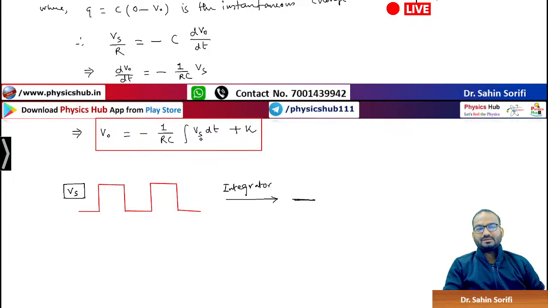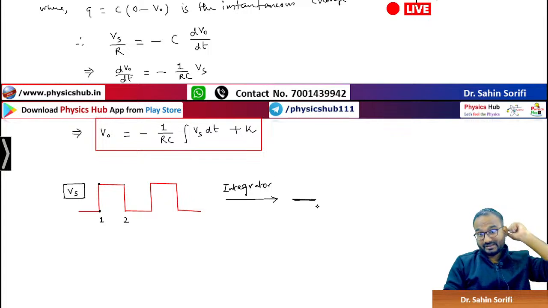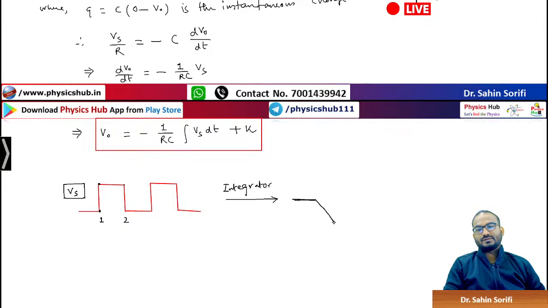Look, if you put Vs equal to 0, then the output is 0. And from here to here, let's say t is equal to 1 to 2, you have some constant value into t. So it will be like a triangular wave, right? It will become a triangular wave. Because of this negative sign, you get the slope in the opposite direction. So this kind of signal you can expect.